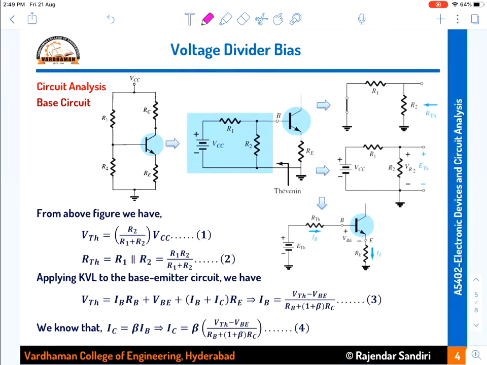What happens here is the base-emitter circuit has the voltage divider network. This is your base-emitter circuit, your input circuit. Between the base and ground, and the emitter is here, but from the emitter to ground there is again one resistor. Here I have to find out the entire network that is there.